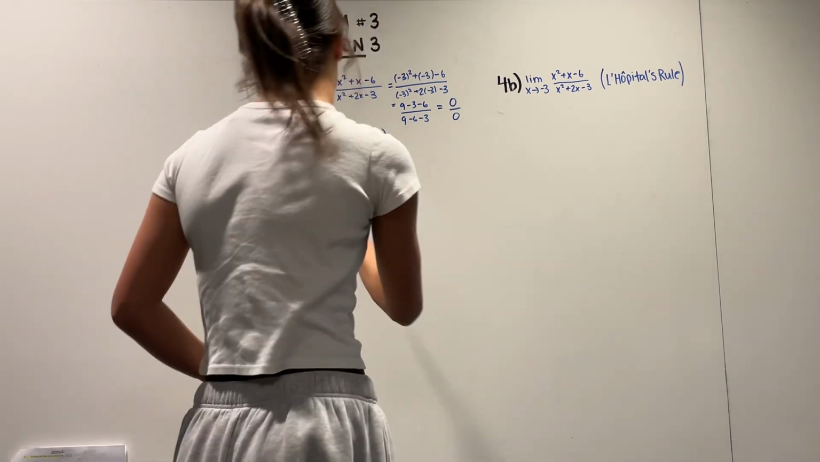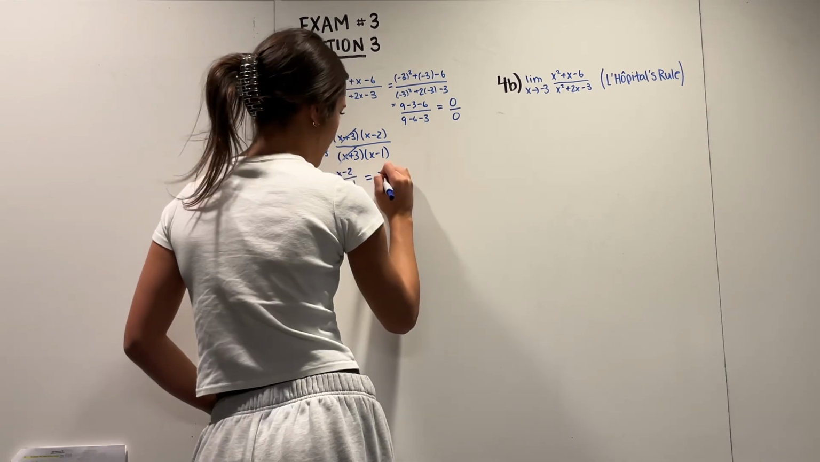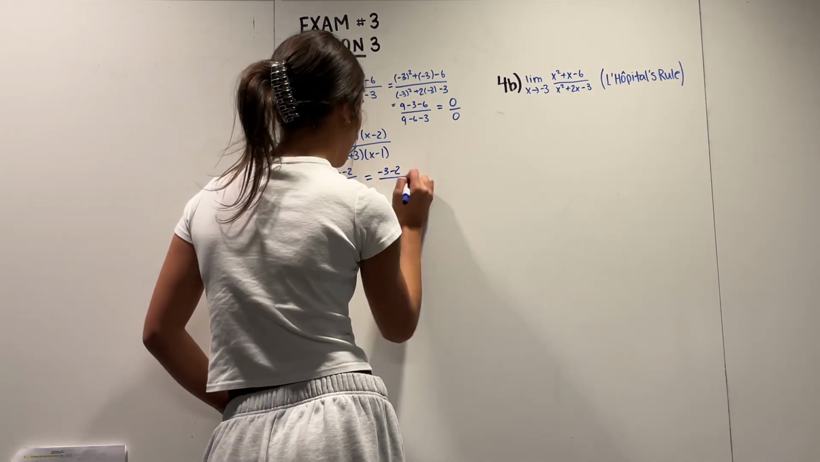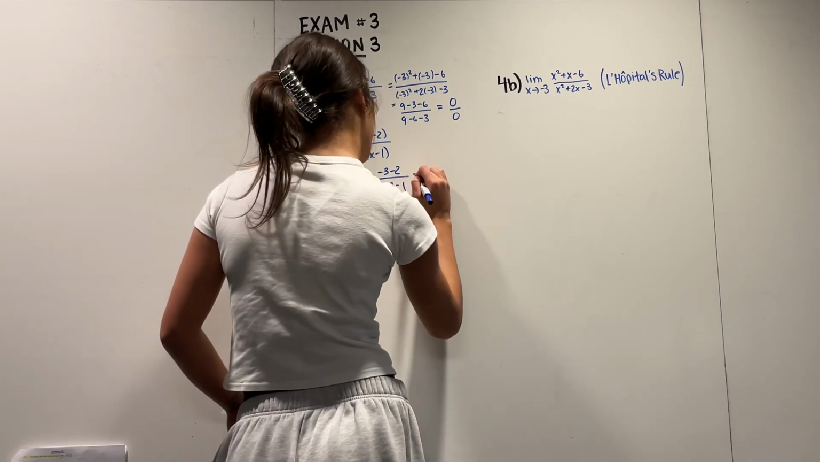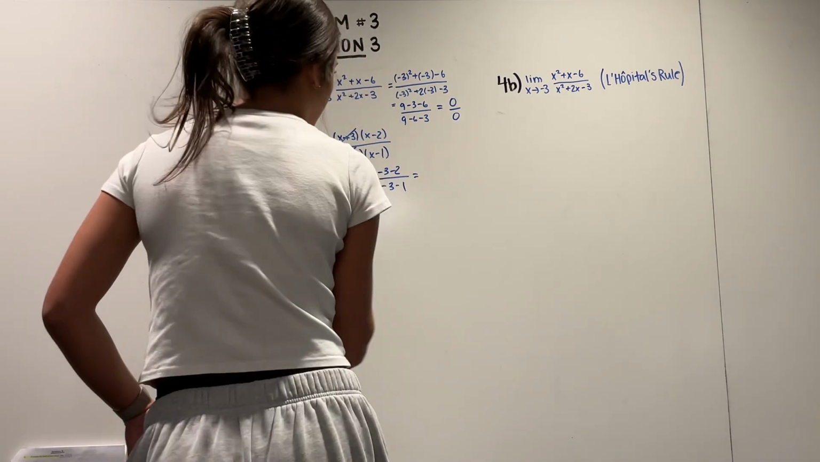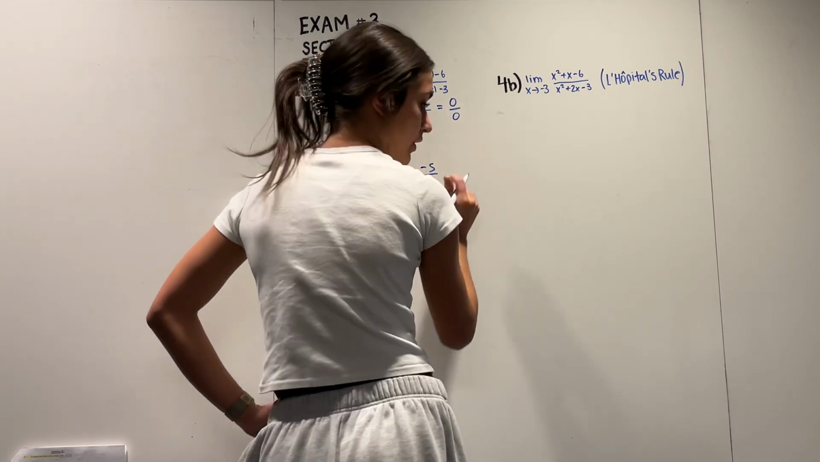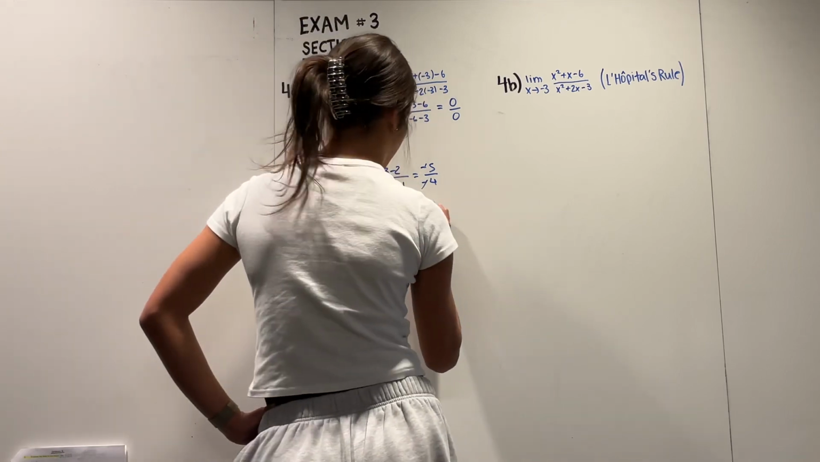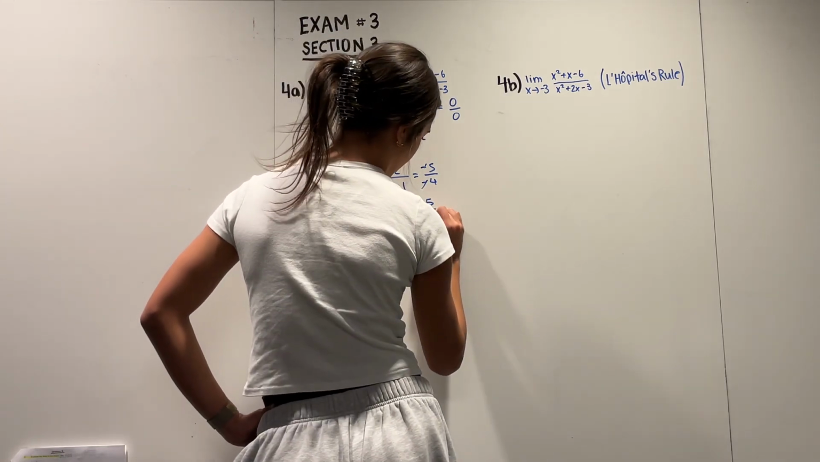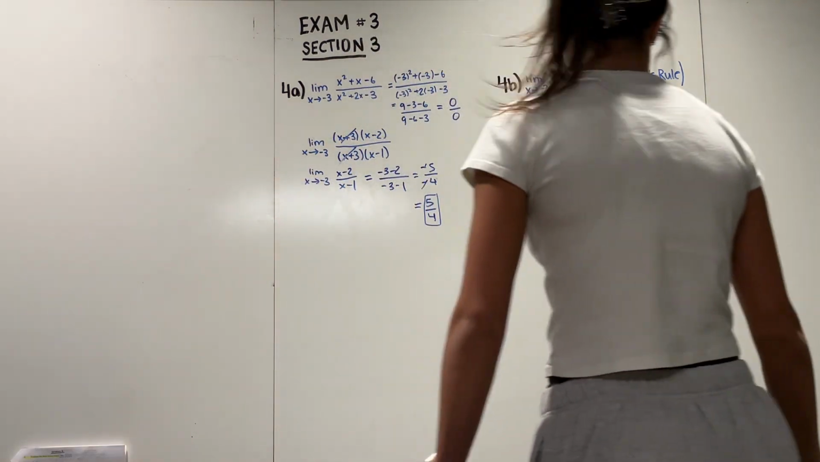And then we're going to plug in the -3 again. Let's see what we get. You're going to get -3 minus 2 over -3 minus 1. You're going to end up with -5 over -4, but these two negatives will cancel out, and you'll end up with 5 over 4. And that will be your answer for the first part.